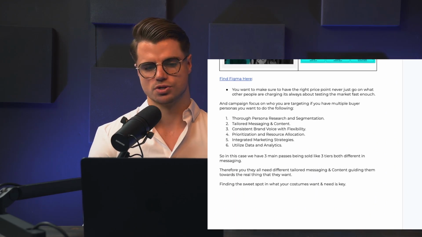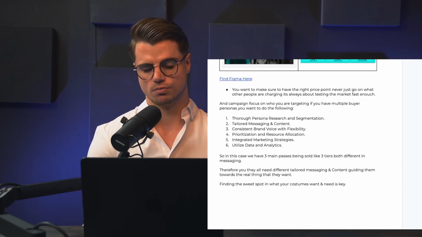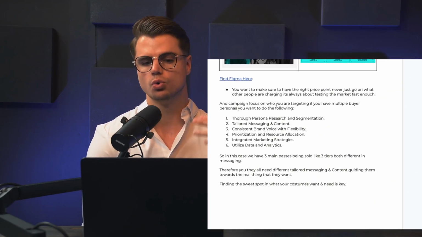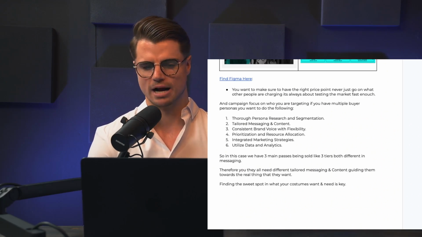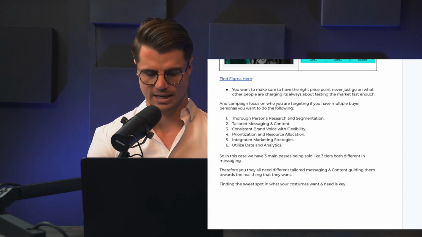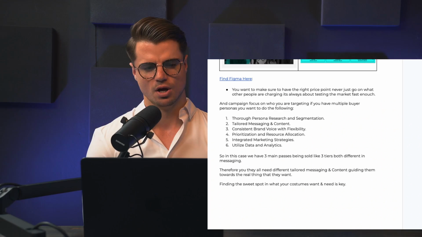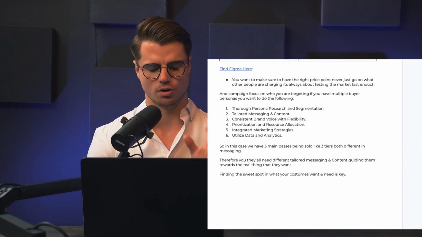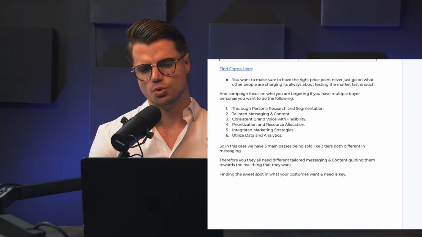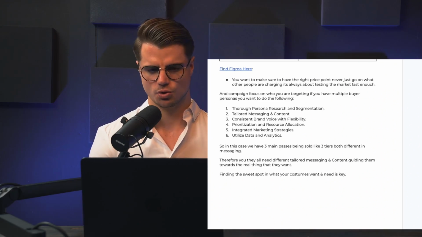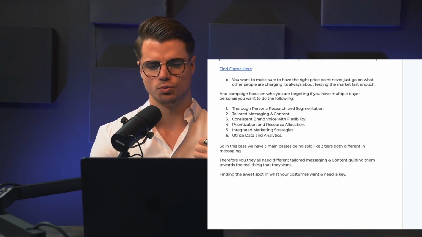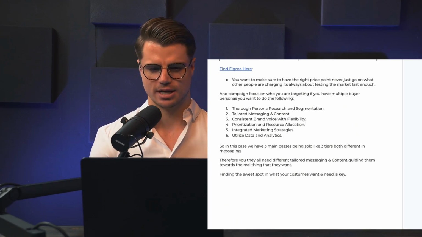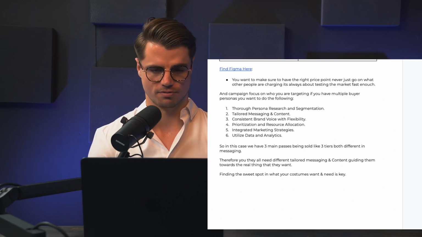And the campaign focus, basically, is on who you are targeting. If you have multiple buyer personas, you want to do the following, because they had many buyer personas. Number one, you want thorough persona research and segmentation, okay? You want tailored messaging and content. You want consistent brand voice and flexibility, prioritization and resource allocation, integrated marketing strategies, and utilization of data, and obviously an analytics part of things, right?